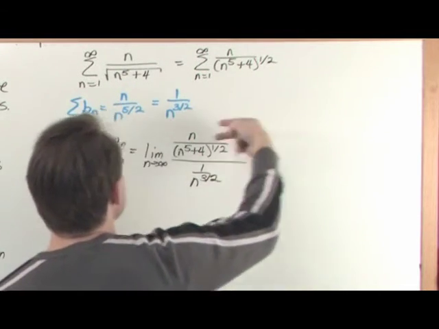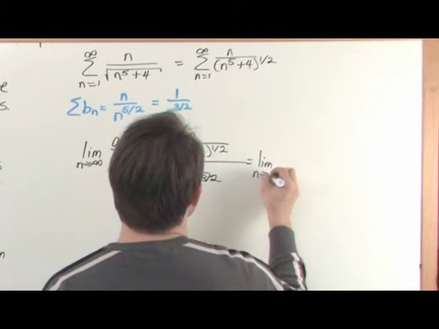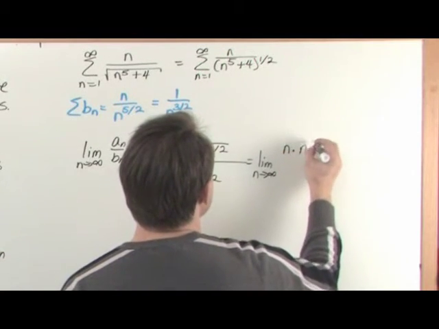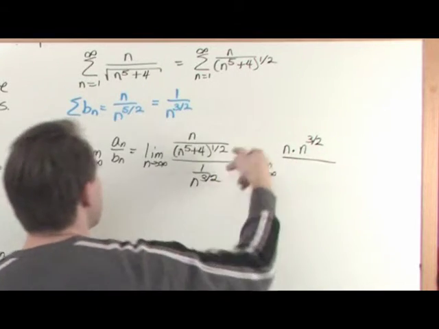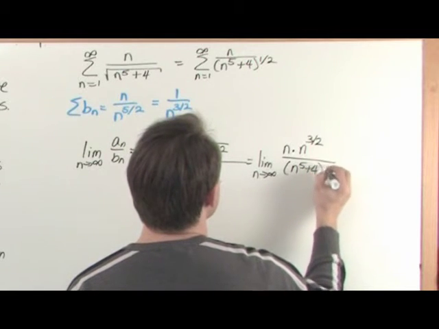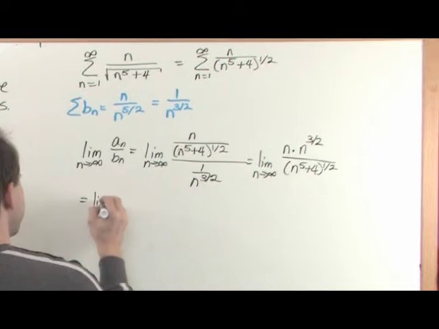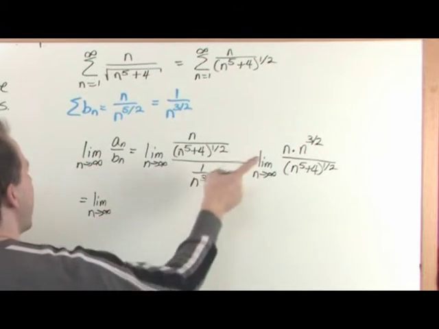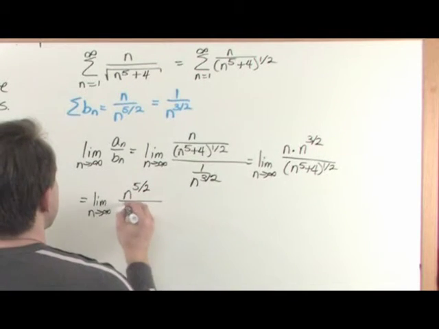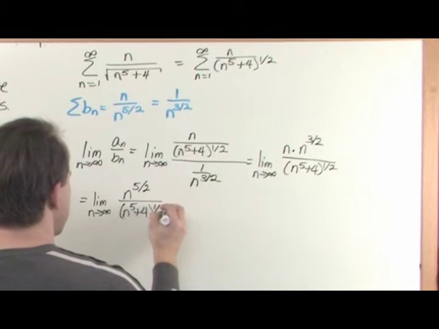Let's flip this guy over and bring it onto the top. So it's the limit as n goes to infinity of, when I flip it over and multiply, n times n to the 3 halves over, flipping the denominator over, (n to the 5th plus 4) to the 1 half. Okay, so continue simplifying. On the top, I'm going to add the exponents, so n to the 5 halves over (n to the 5th plus 4) to the 1 half.